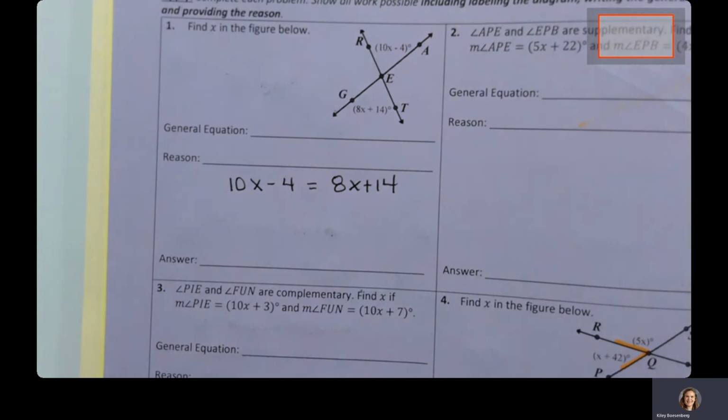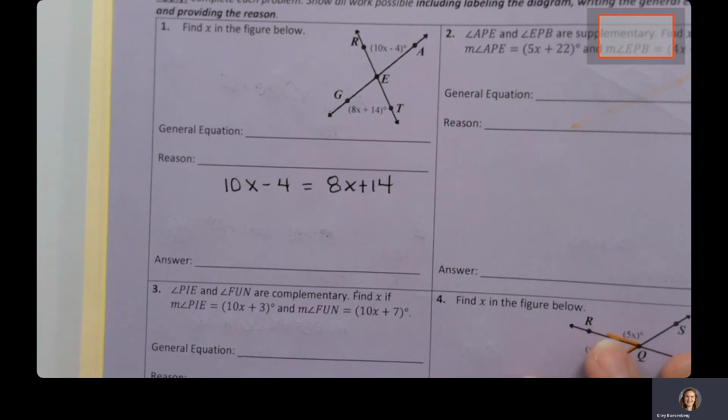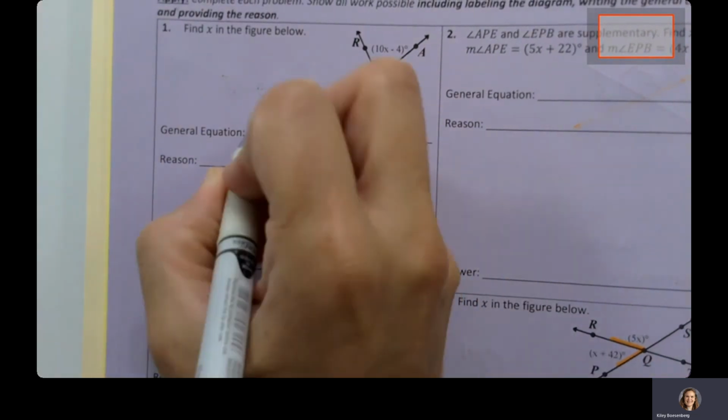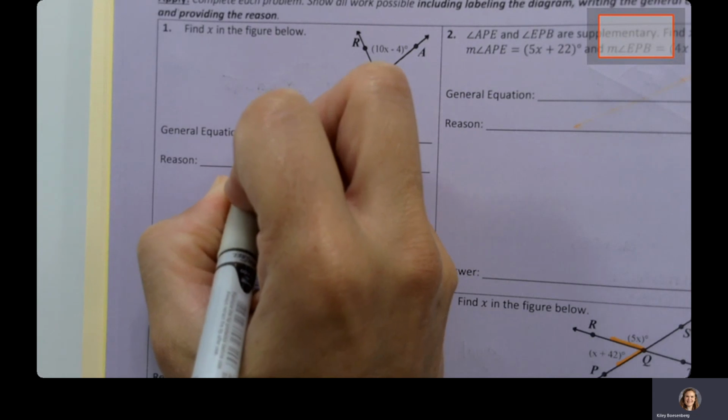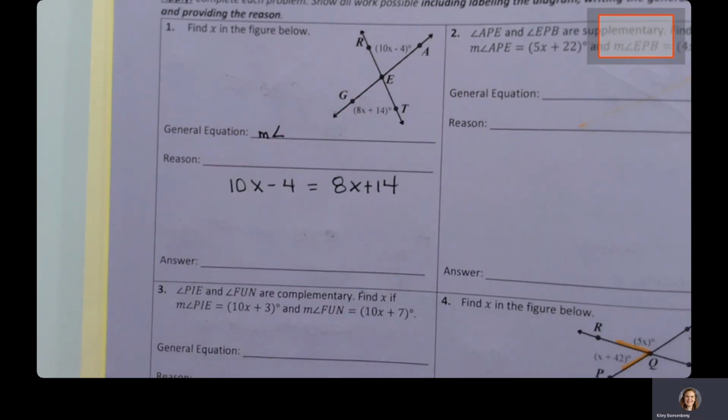Okay, that right there can get you a 1, a 2, or a 3, if you can solve it correctly. If you're not solving several of them correctly, that's not a 3. So you definitely want to make sure you at least attempt the general equations and the reasons, so I can try to give you a little bit more credit. Okay, so then the next part is with the general equation, has to have this little m angle symbol. It has to be there. And then we need the letters.